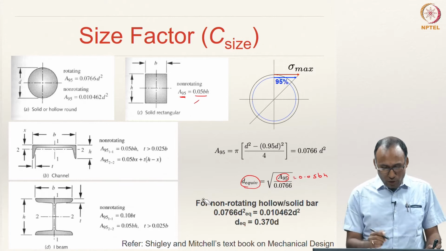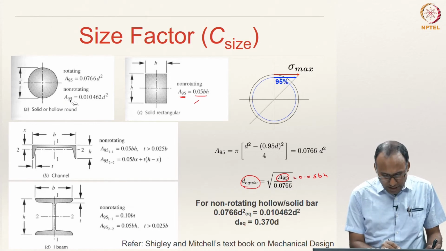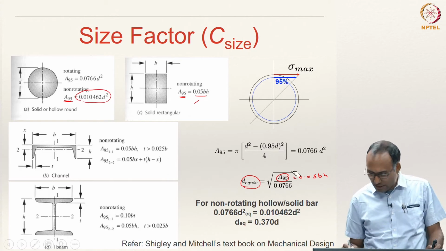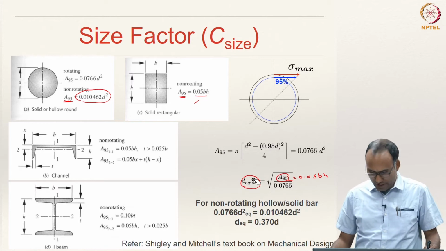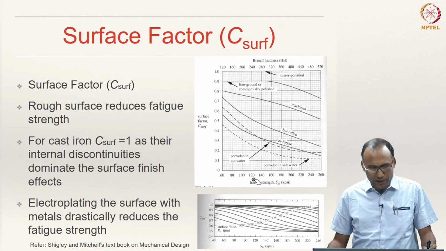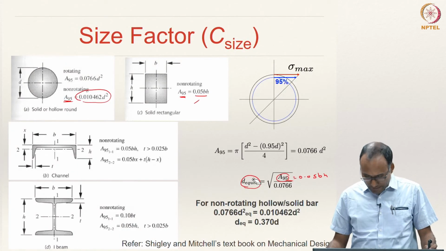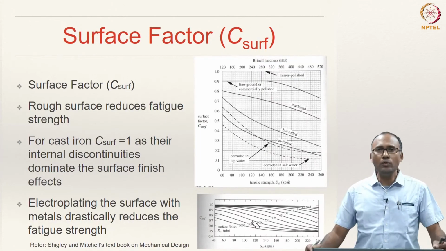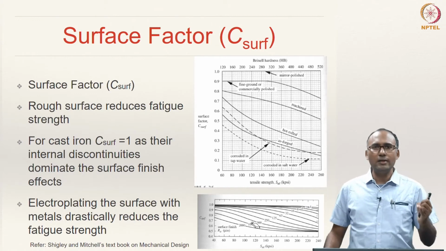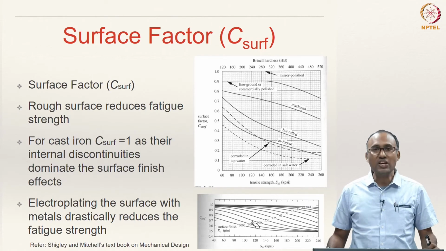For non-rotating circular bars, your A95 is 0.010462 d squared, and that is what you need to plug in here, and then you will get the d equivalent. All right, so that is about the size factor. So, we have looked at the load factor and size factor, and now the surface factor.